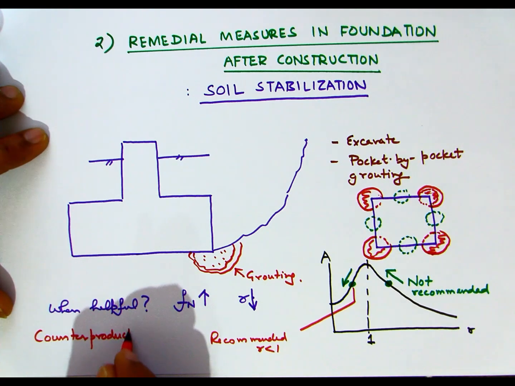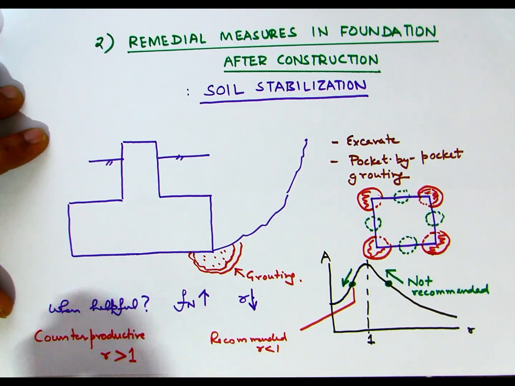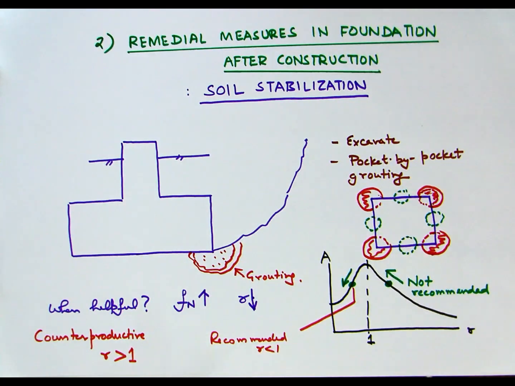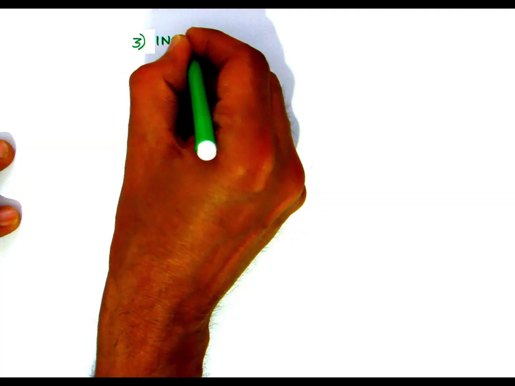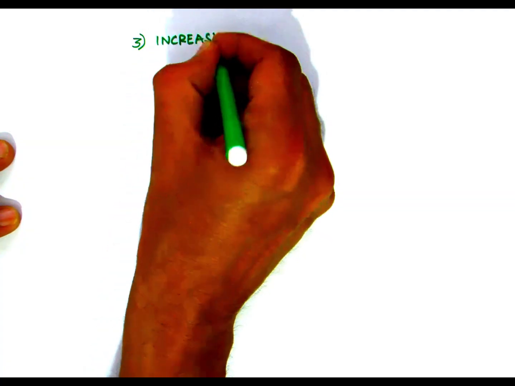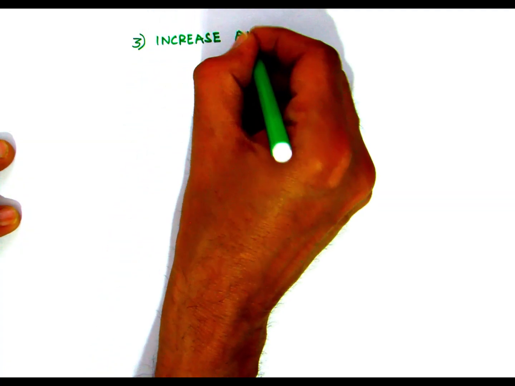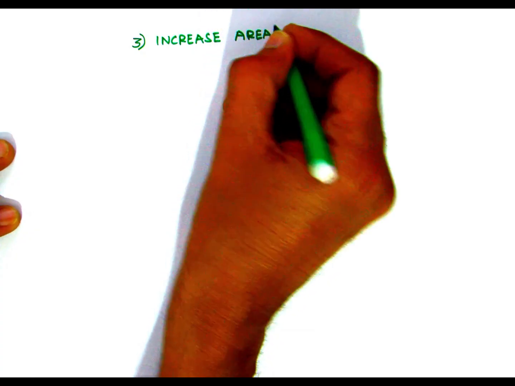So we must avoid this measure when R is greater than 1. The next remedial measure we are going to discuss involves increase in the area of the foundation. So it's also associated with the foundation.